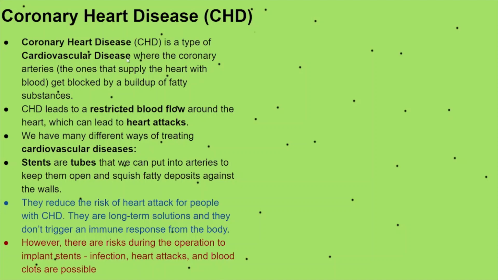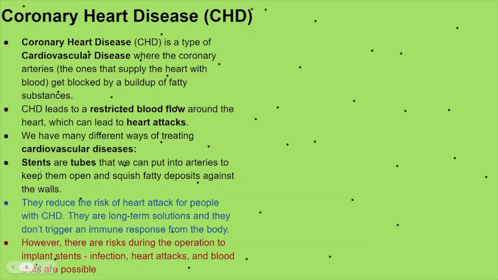And we have to look at a few ways of treating different cardiovascular diseases. We're going to start with ways we can reduce the risk of CHD, which I'm going to call coronary heart disease. We're going to start with stents, which are tubes that we can put into arteries to keep them open and squish fatty deposits against the walls. And we have to look at the advantages and disadvantages of each treatment.